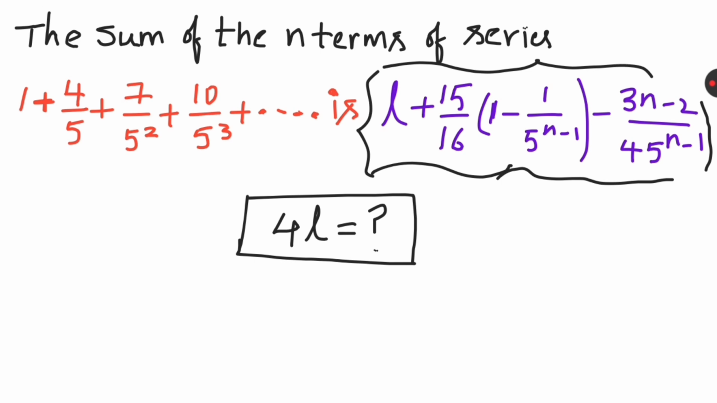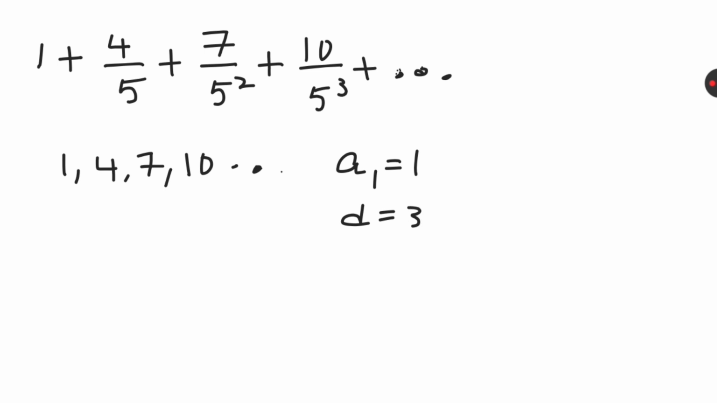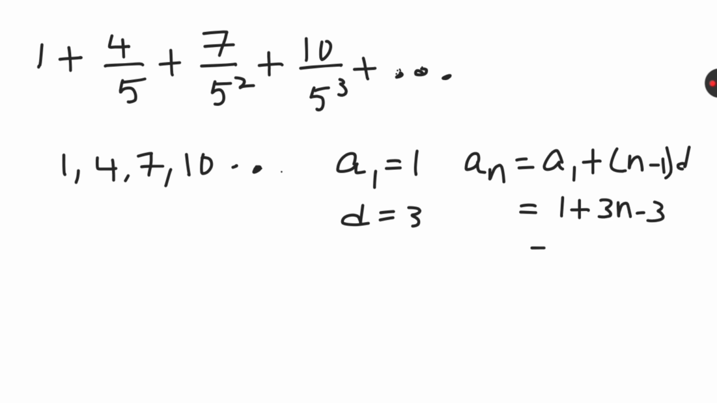So let's start with the original series, which is 1 plus 4 over 5 plus and so on. From this original series, first observe only the numerator, which is 1, 4, 7, 10 and so on, isn't it? So it is in AP. The first term A1 is 1, the common difference is 3. If you want to find the nth term of this numerator series, An equals A1 plus (n minus 1) into d. So A1 is 1 plus d is 3, that is 3n minus 3, which gives 3n minus 2. So for the numerator, the nth term is 3n minus 2.